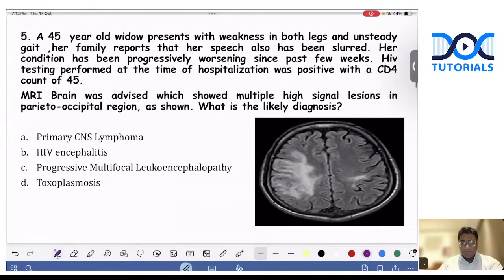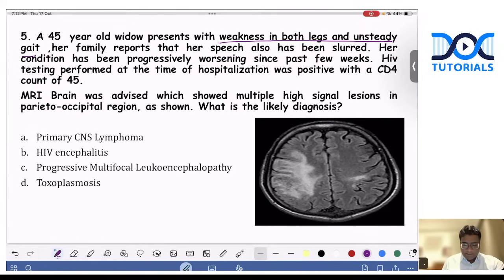Now, this is a bit longer. Just look at the question carefully. A 45-year-old widow presents with weakness in both legs and unsteady gait. Her family reports that her speech has also become slurred. Her condition has been progressively worsening over the past few weeks. HIV testing performed at the time of hospitalization was positive with a CD4 count of 45.